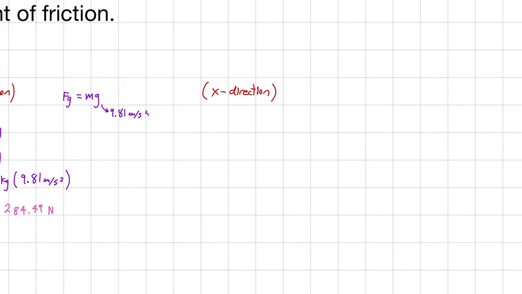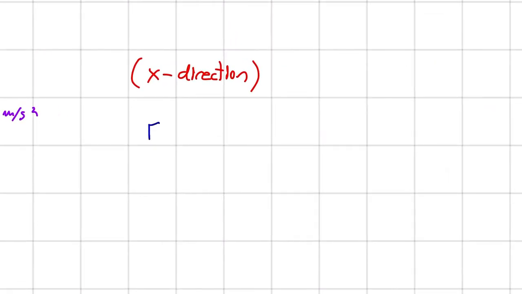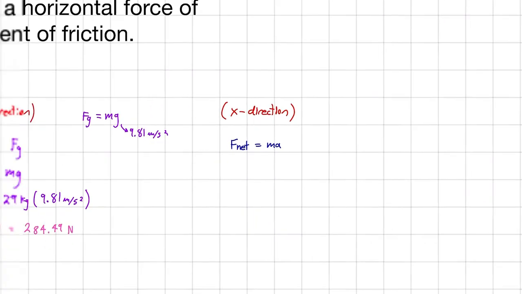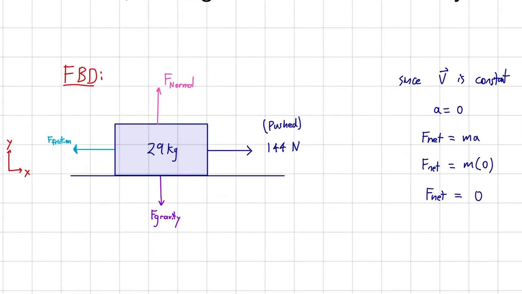So here we're going to be looking at just the x direction. And the formula we're using here is that F net is equal to ma. So on this side of the equation, we have our net force. And to find our net force, we want to look at these forces that are acting along the x-axis. So that's our friction and the force as a result from being pushed.